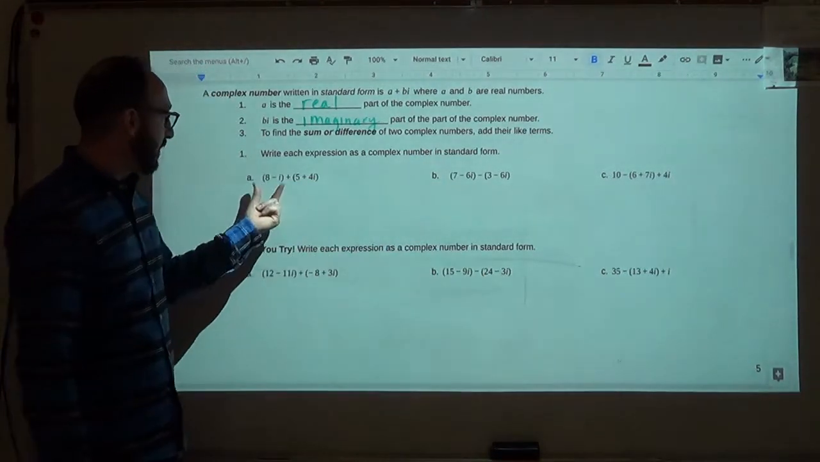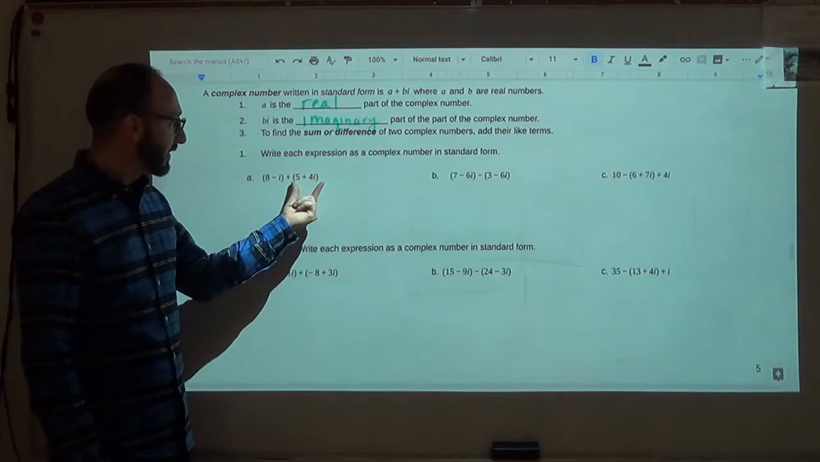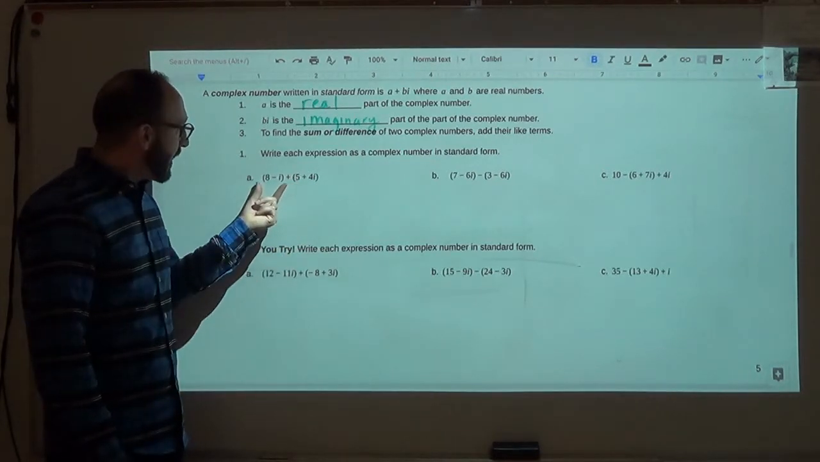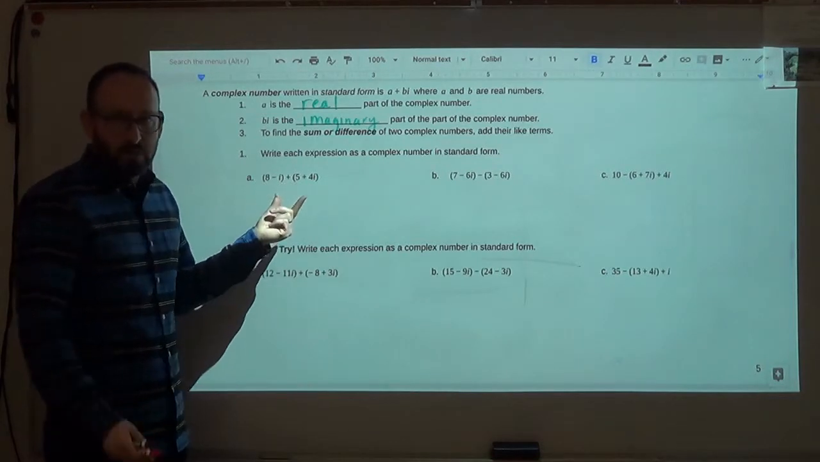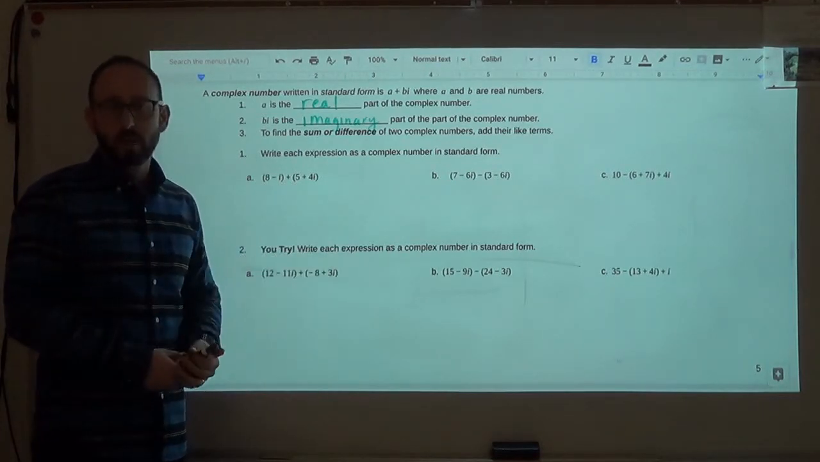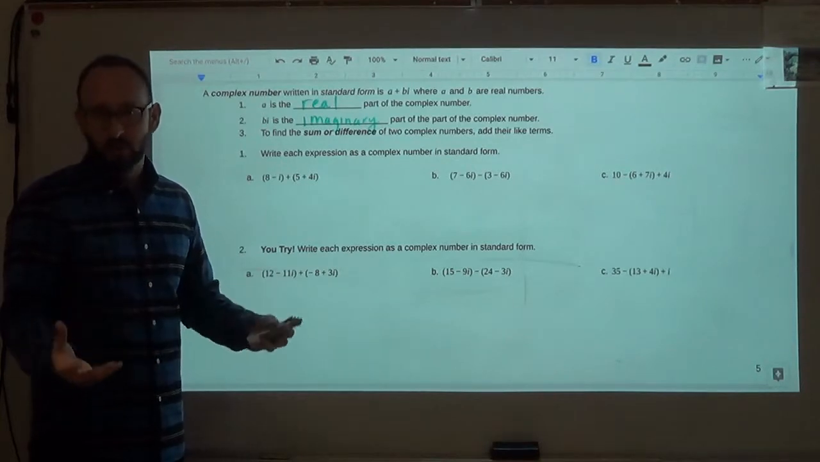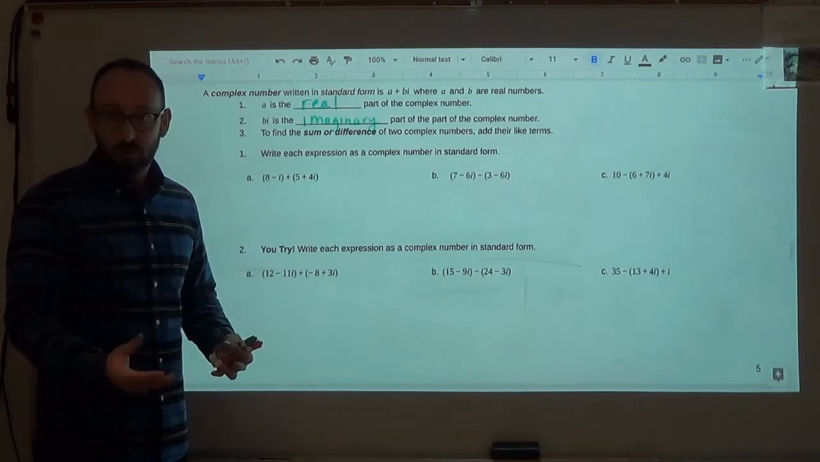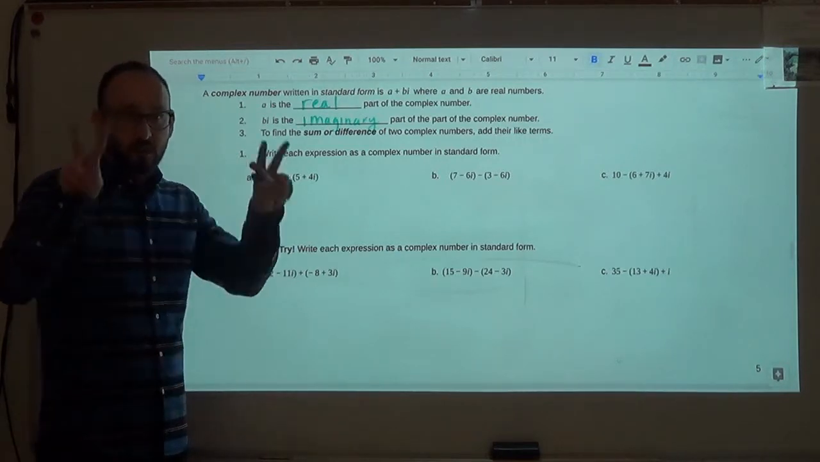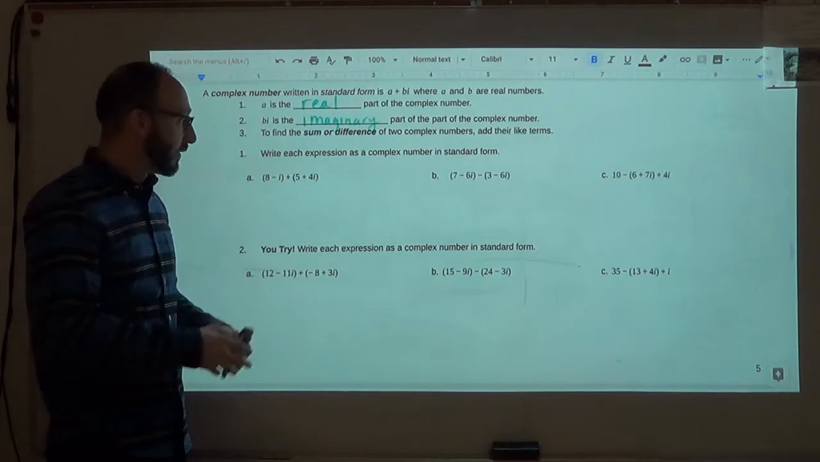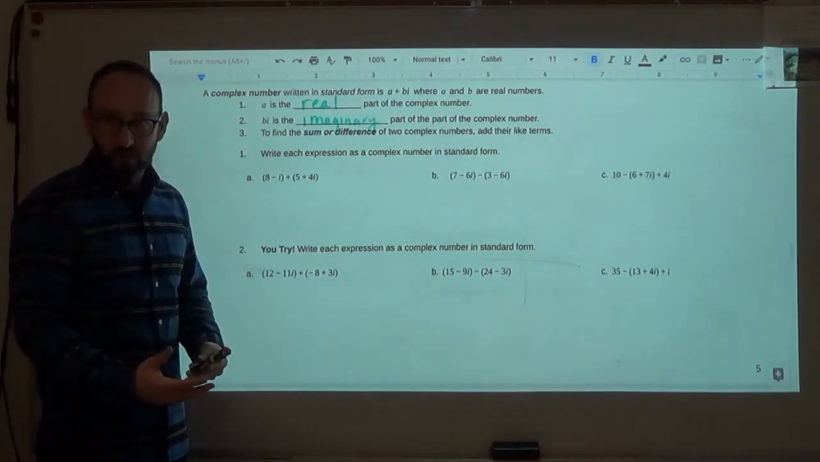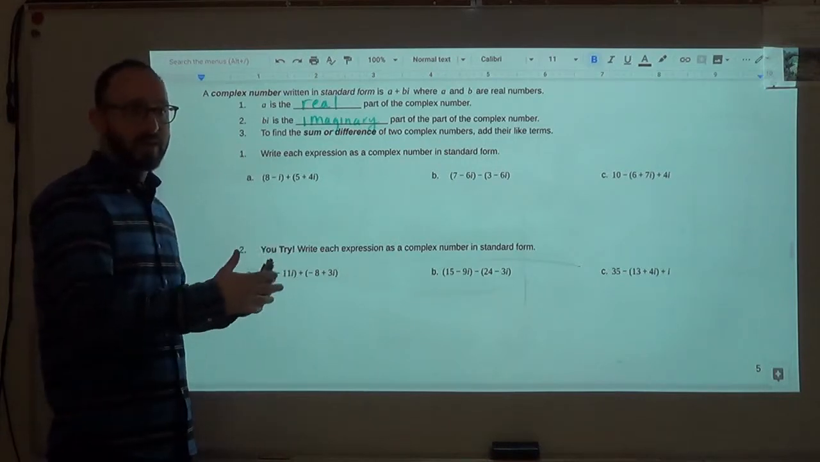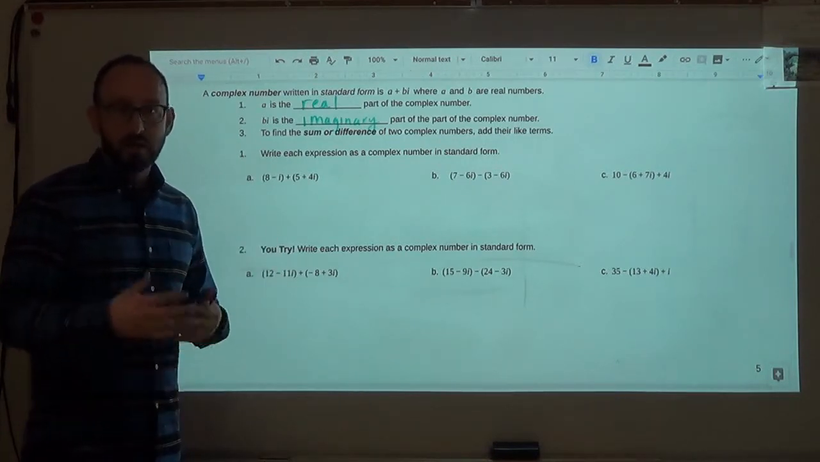Number one says write each expression as a complex number in standard form. If you notice here, we have two complex numbers that we're adding together. Basically what we're going to do is what we did when we were adding and subtracting polynomials. We just combined like terms. In this case, the like terms will be the real part and the imaginary part of the complex number.